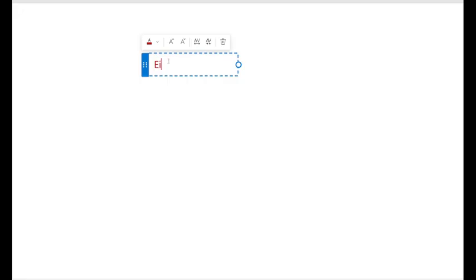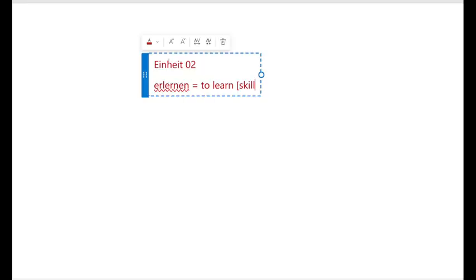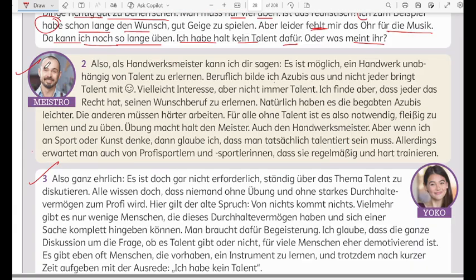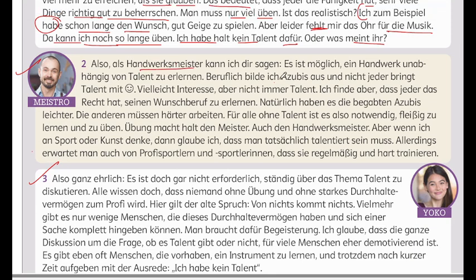Das ist Einheit 2, okay? So, erlernen. Es ist ein sehr wichtiges Verb. It's a very important verb. It is to learn, but in which context? Learning a skill, or mastering something. Handwerksmeister kann ich dir sagen, I can say, es ist möglich, ein Handwerk unabhängig von Talent zu erlernen.